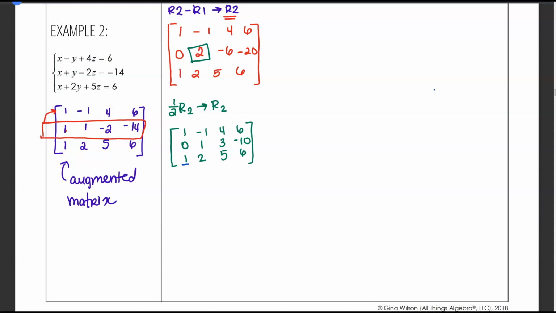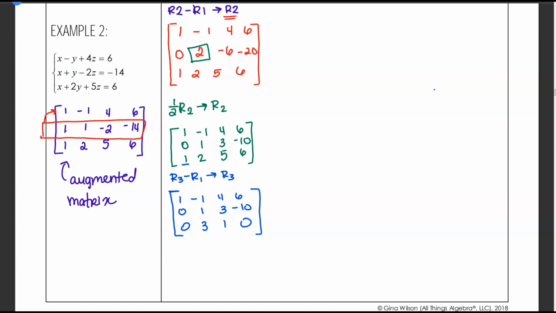Go ahead and take a moment and think about how you would get rid of them. The way I thought about at least getting rid of this one is taking row 3 and subtracting row 1, and we're going to affect that change on row 3. So row 1 is going to stay the same, row 2 is going to stay the same, and then 1 minus 1 gives me a 0. 2 minus negative 1 gives me a positive 3. 5 minus 4 is going to give me a 1. 6 minus 6 is going to give me a 0. So we have this new matrix.